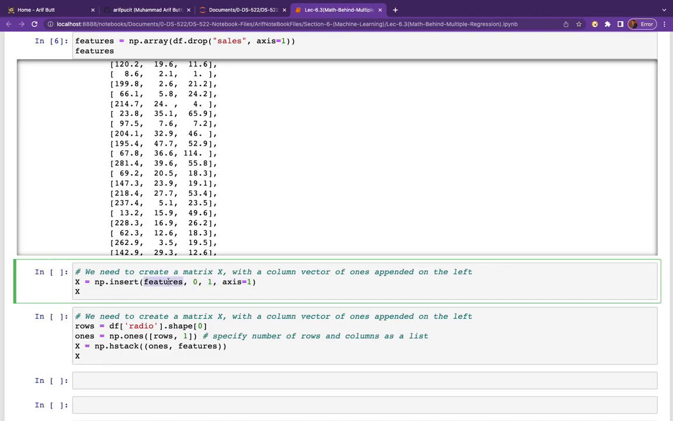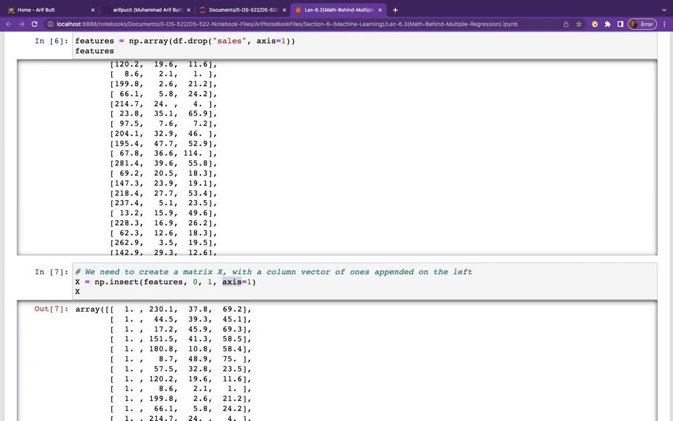The first is the name of the 3 by 200 feature matrix as above. The second argument is 0. This specifies the column index where we want to insert the new column. And since we want to insert the new column over here, we have placed a 0 over here. This third argument specifies the value, which is 1. And of course, the fourth argument specifies the axis along which we want to insert.